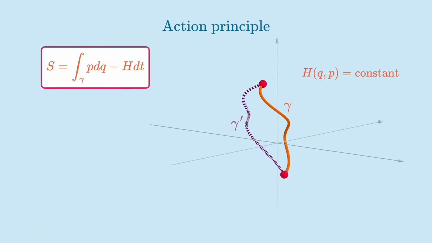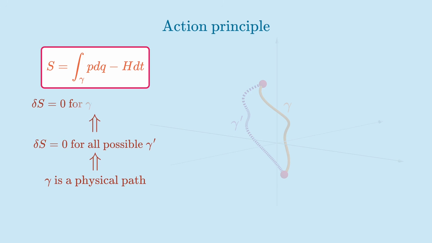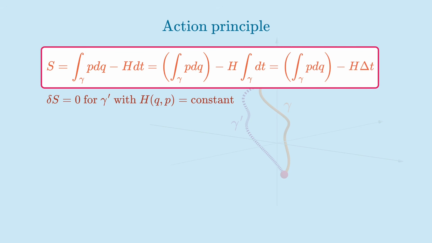So if gamma is a physical path, then H is constant along there, but any variation of gamma might destroy the constancy of H. The action principle states the equivalence of two statements, but let's concentrate on one direction. When gamma is a physical path, delta S equals 0 when we choose to only compare with a specific subset of variations gamma prime where H is constant. For those paths, H can be put outside the integrand, leaving us with H times the integral of dt, which is just H times the time elapsed along the path.